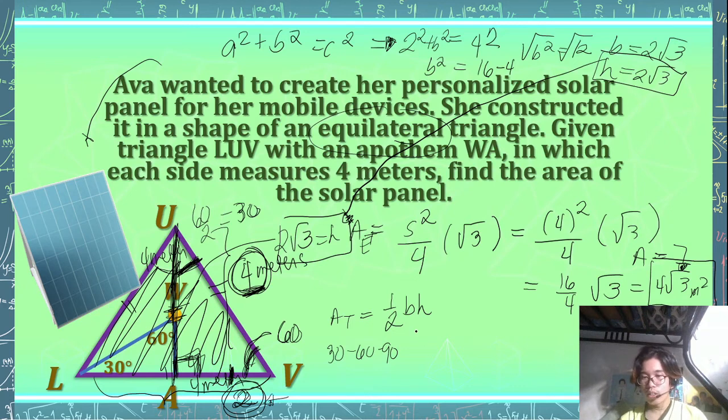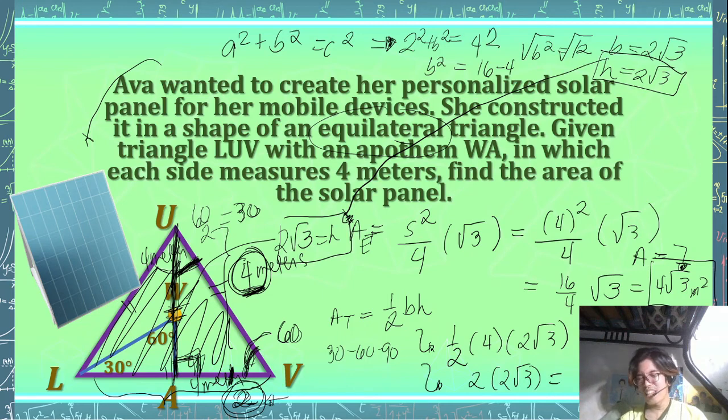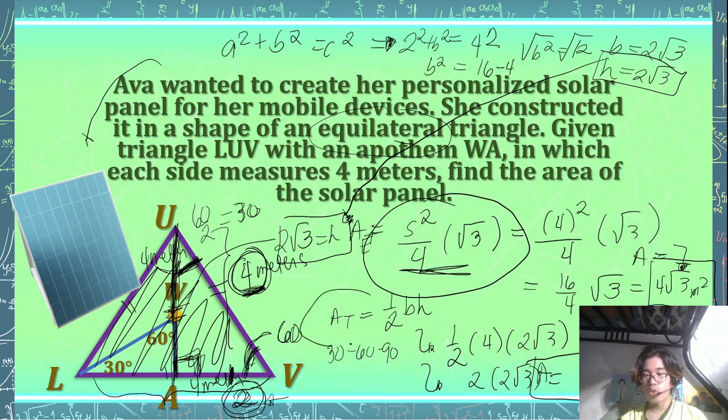So therefore, this will give us 1/2 times 4 times 2 square root of 3. So this is going to give us 2 times 2 square root of 3. And that's going to give us 4 square root of 3 square meters. So therefore, the area of this triangle, using the special formula for finding the area of an equilateral triangle, and also using the basic formula for finding the area of a triangle, they both give 4 square root of 3, and that's how we solve this.